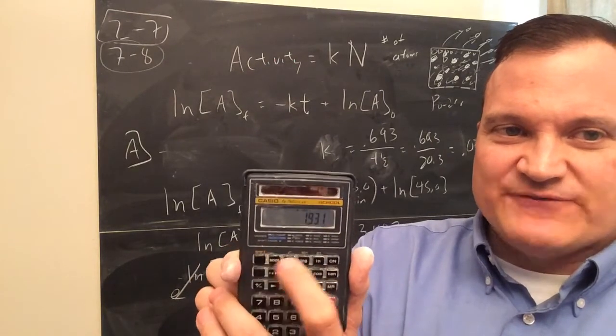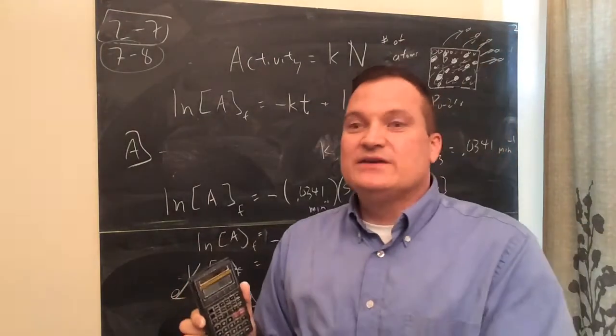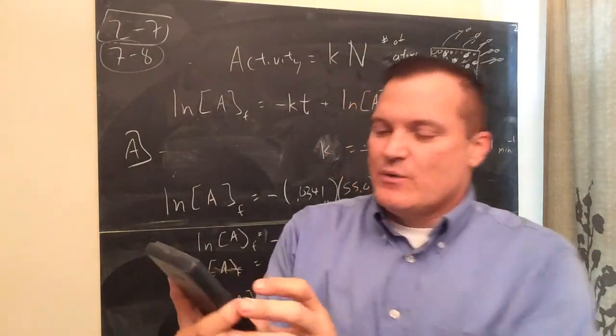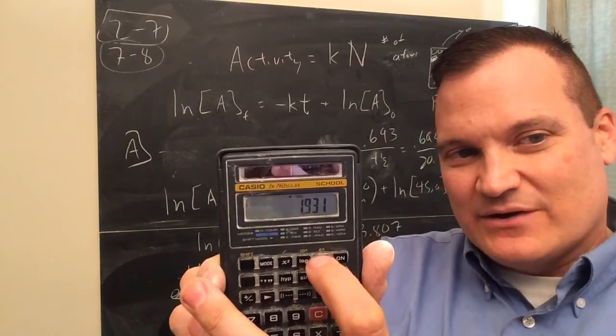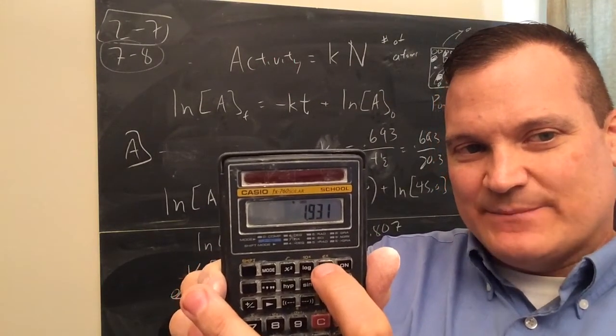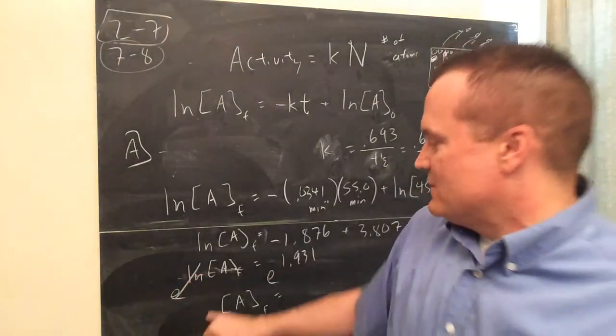If you push shift log, it's 10 to the x. So log measures 10 to what power is equal to that number. Well, natural log means e raised to what power equals that number. So if you have natural log, you push that button. To undo natural log, push shift Ln, which is e to the x, which we're doing here.